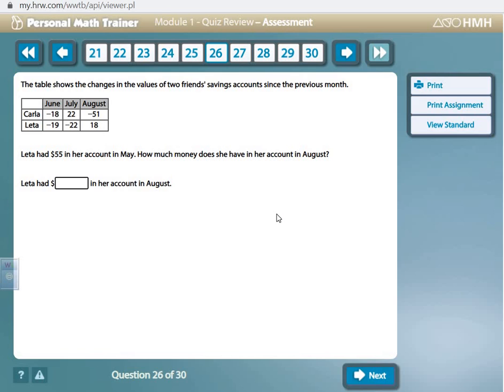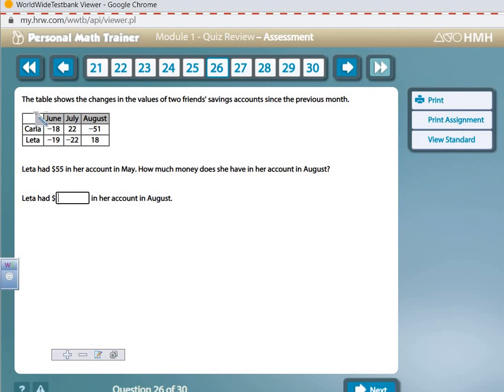How about this one? Let's see here. The table shows the changes in the values of two friends' savings accounts since the previous month. Lita had $55 in her account in May. You'll notice this table doesn't have a May, so I'm going to put it right here. I'm going to pretend this was May right here. Okay, that's an M for May. So Lita had $55. How much does she have in August? Well, what happened? It was 55 minus 19, minus 22, and then plus 18.